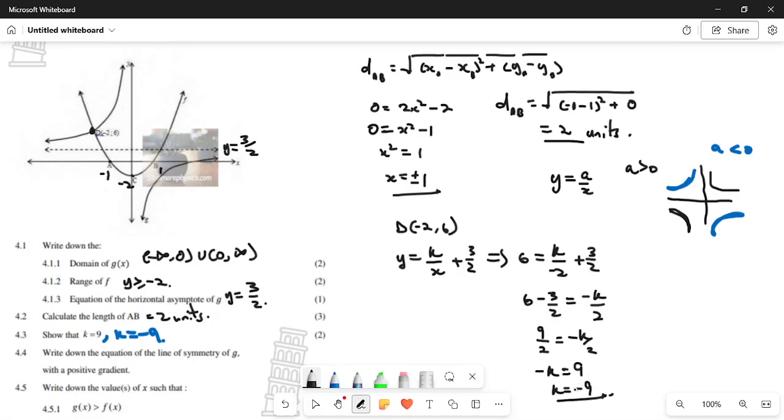And if you take k as negative 9 and substitute into the equation plus 3/2, you should get this sketch of the function. But the moment you make k equal to a positive 9, you should have your function somewhere here and there. You can just double check to verify what I'm saying. So the true value of k should be negative 9.